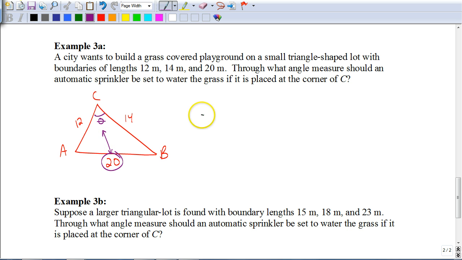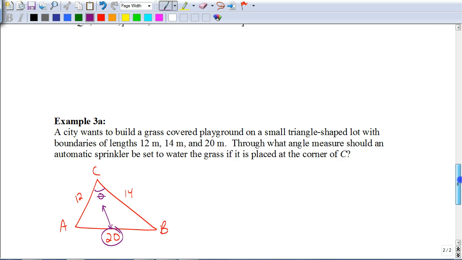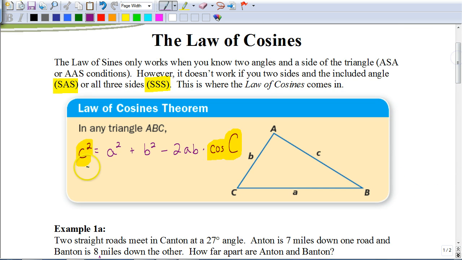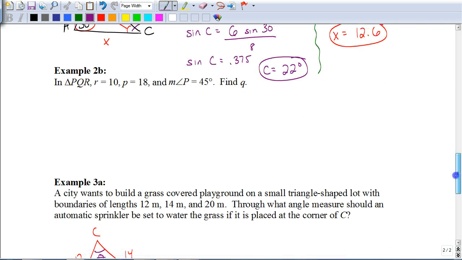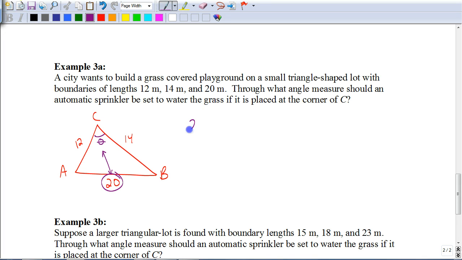That's important because remember our equation, these two sides are going to be across from each other in the triangle, and then they're across from each other in our equation. So it's going to be 20 squared equals the two sides squared and added together, minus 2 times 12 times 14 times the cosine of the angle that we're trying to find.